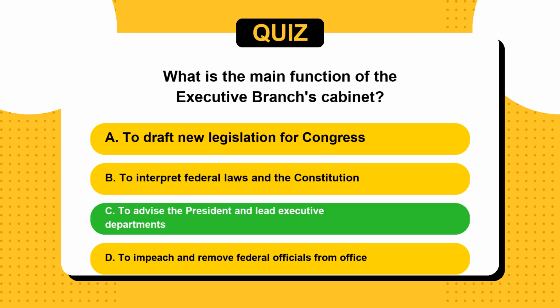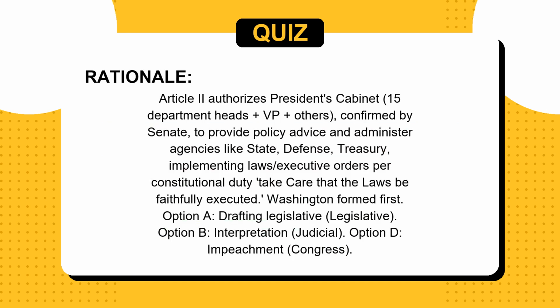The answer is C. Article 2 authorizes President's Cabinet, 15 department heads plus VP plus others, confirmed by Senate, to provide policy advice and administer agencies like State, Defense, Treasury. Implementing laws/executive orders per constitutional duty, take care that the laws be faithfully executed.